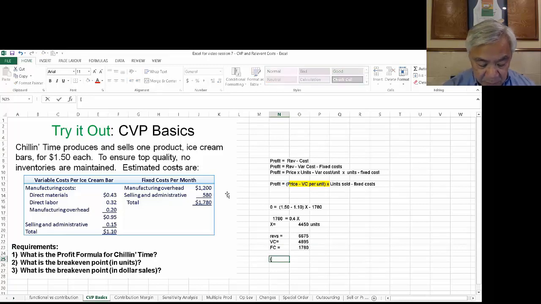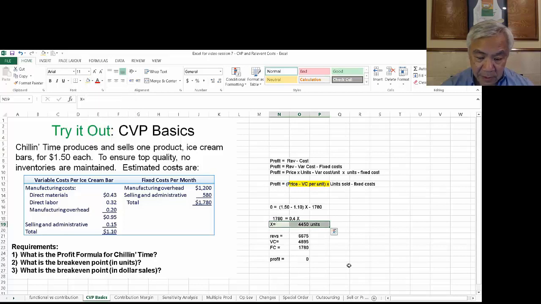So let's try this out. Profit equals revenues minus variable cost minus fixed cost equals 0. So that's how we know we did it correctly. That was a test to see if the units right here are correct. I'll highlight that also, make it green.